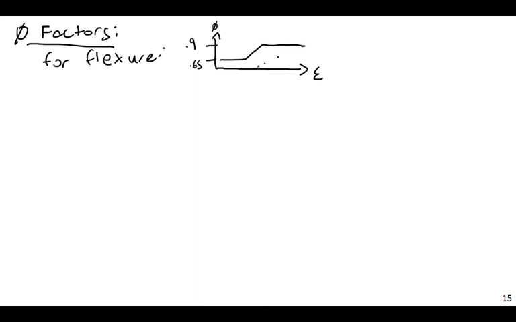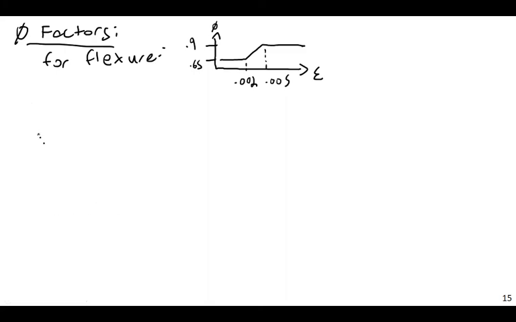If you're in the tension-controlled region, it's going to be... if you're in a balanced region or the middle region here, it's going to be an interpolation. Beyond 0.005, it's going to be 0.9. Below 0.002, it's going to be 0.65 for our phi factor, and between them you interpolate. So let's go down the list and calculate the reduced capacities for each of these.